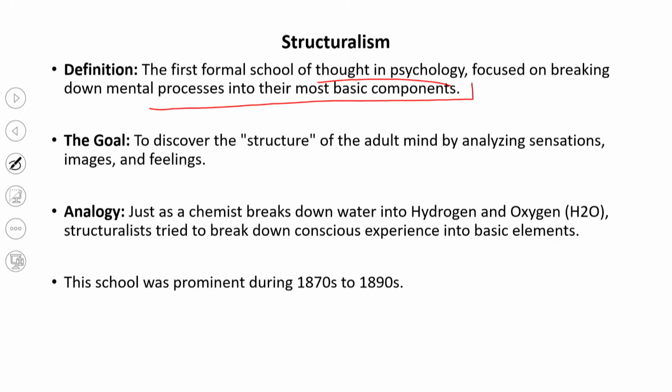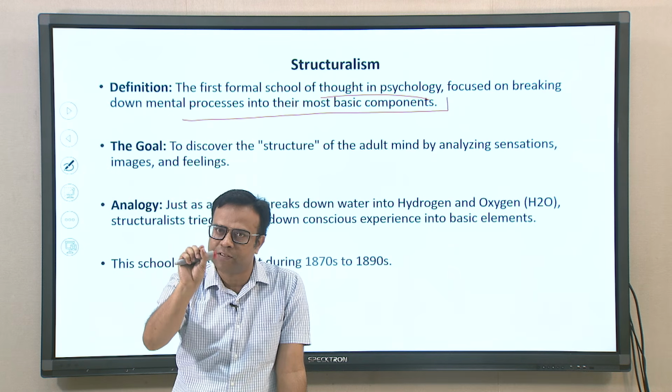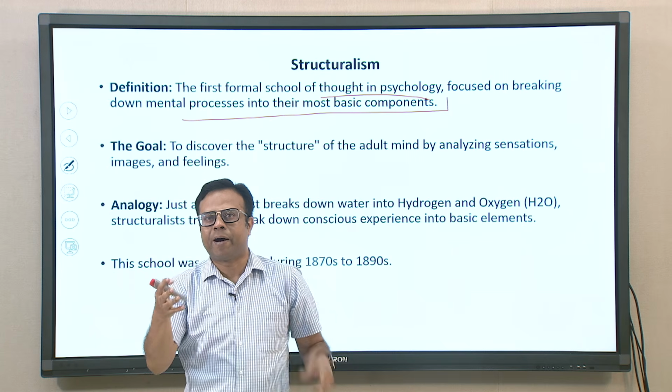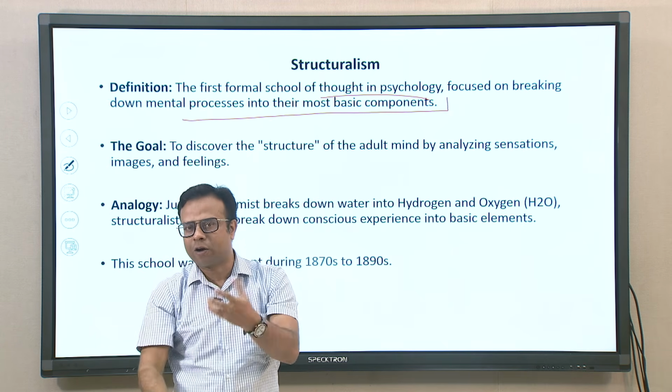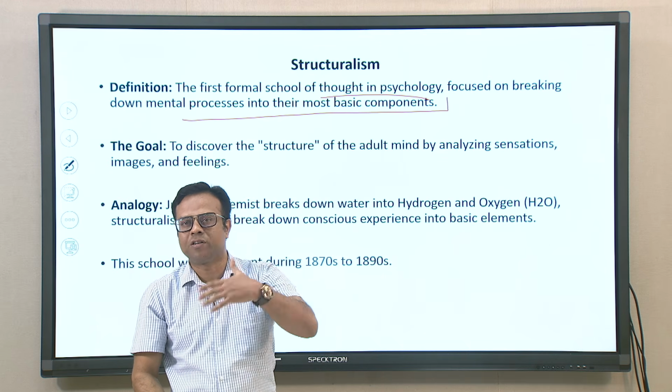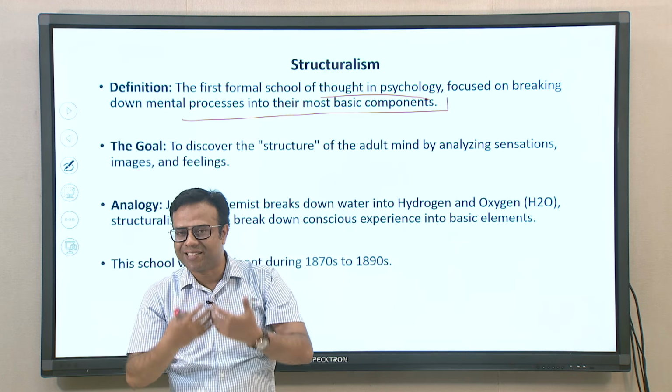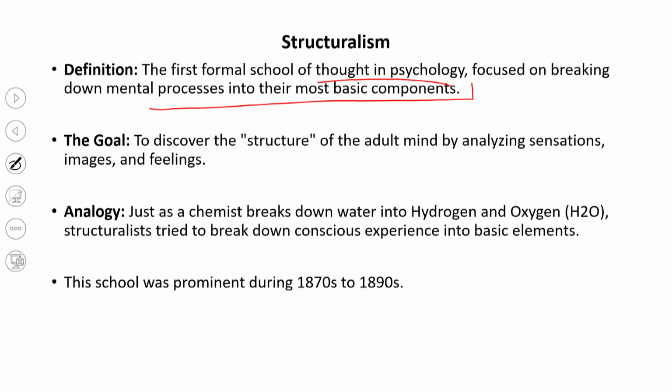Why is it called structuralism? Because the focus was to find out the structure of the human mind or consciousness. The idea is, when we talk about the human mind, what are its components? That was the focus. What is the structure of the human mind? What are the things that we can locate in the mind, so that by combining all these components, the mind becomes the mind? That was the idea called structuralism. That is why it is called structuralism, because the focus was to understand the structure of the human mind, to discover the structure of the adult mind by analyzing sensations, feelings, images and so on.